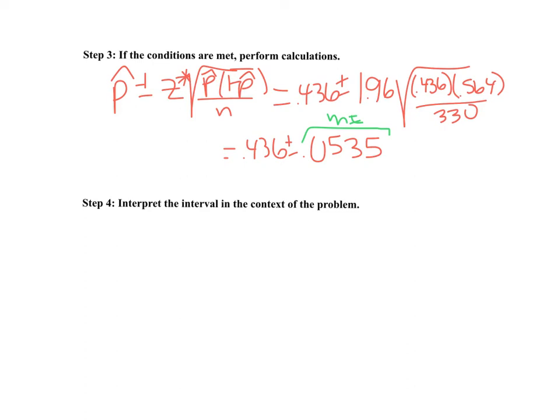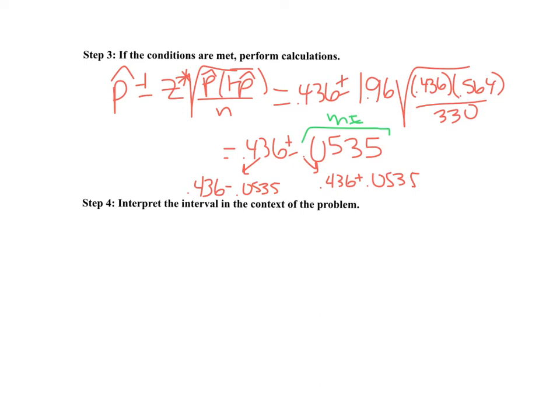You're going to see stuff like that. I'm hoping that as you take this class, you'll see more and more stuff if you read a news article or something. So if you see a margin of error of 5%, this is actually what they're doing. So we are going to take it one step further to write our answer. We are going to split this into two values. We're going to split it into 0.436 minus 0.0535 and 0.436 plus 0.0535.